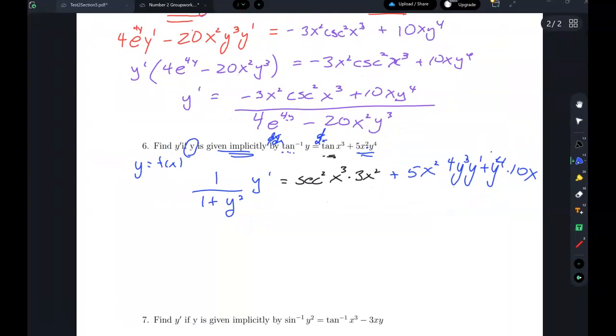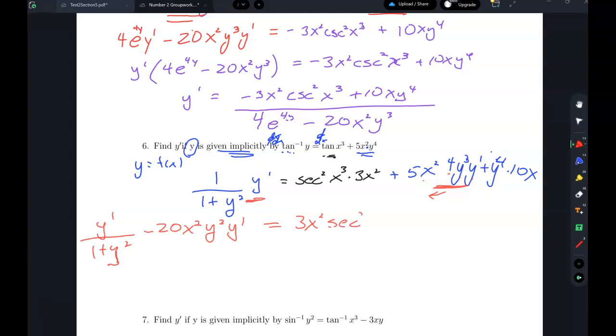Okay, so now let's identify our y prime terms. So y prime is here and in here. So let's subtract and get this over to the other side. So I'd have y prime over 1 plus y squared, and then minus 20x squared y cubed y prime, right? 20x squared y cubed y prime equals 3x squared secant squared of x cubed. Then this last term plus 10x y to the 4th.